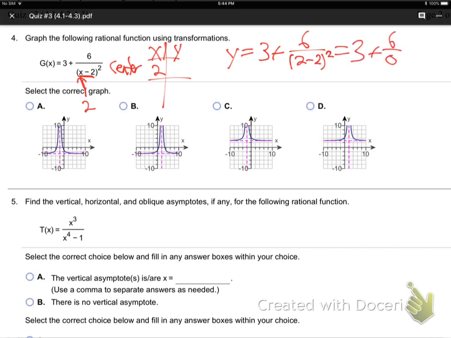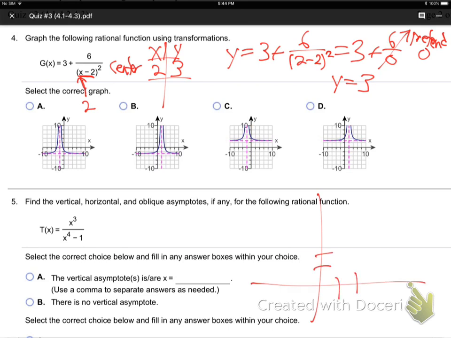Now, what do we do with that? That's undefined, really. It is. That's true. But you pretend that that's 0. It's really undefined. So in that case, y would be 3. So that's not going to really be a point on the graph, but it actually will be a helpful point.